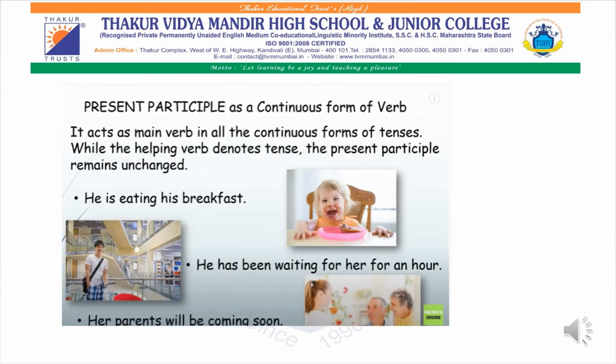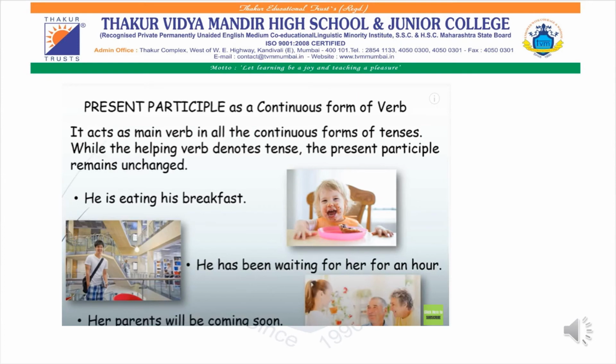Now let's move to our second type. Present participle as a continuous form of verb. Now we have studied in tenses, that is present continuous, past continuous, future continuous, then present perfect continuous, past perfect continuous, future perfect continuous tense. So we have 6 types of tense where a continuous action is made.